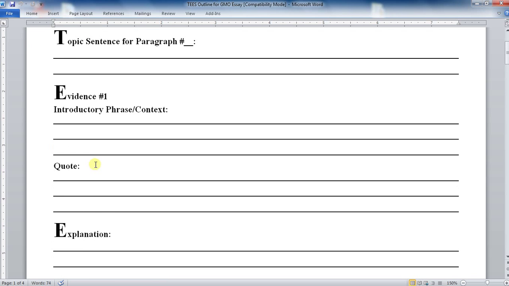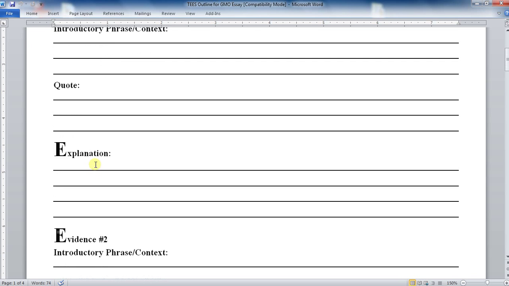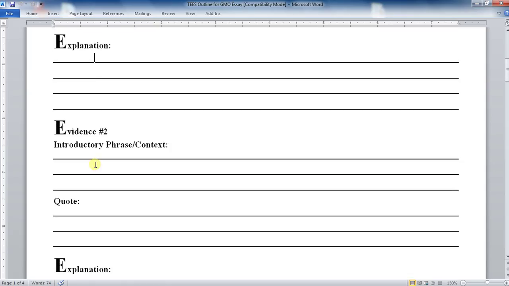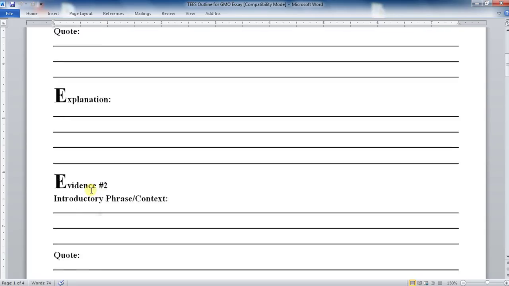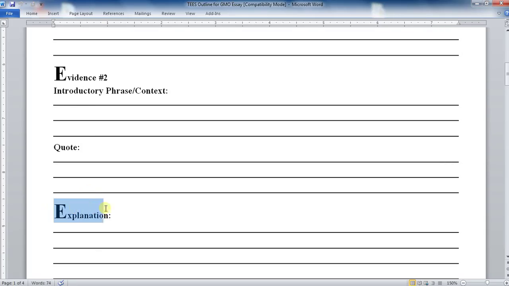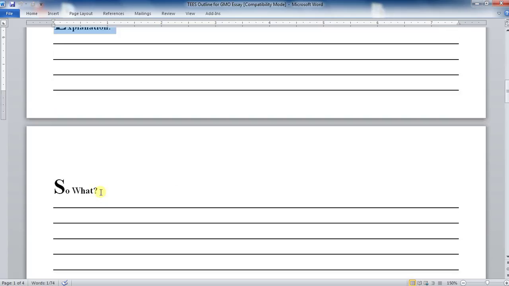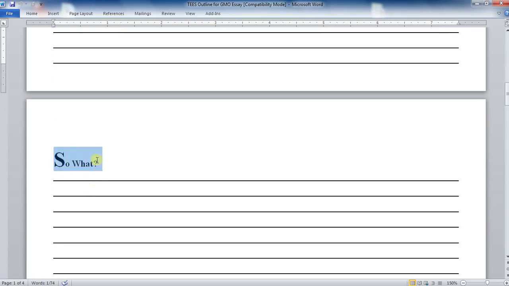And this evidence explanation, this EE, repeats itself depending on the amount of evidence that you're providing in your paper. So in this case, we've got a second piece of evidence, which has a second explanation. So the E's are evidence and explanation. And the last part is the S for so what, or synthesis. And I'm going to be walking through those four pieces more specifically now.